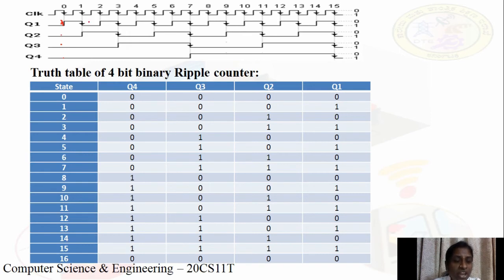For the next stage, for the next negative clock pulse, Q1 will be in the 0 state, Q2 will be in 1, Q3 will be in 0th state, Q4 will be in 0th state. See here, except for Q2, all will be in the 0th state. So, for the second stage, it is 0, 1, 0, 1. For the third clock pulse, Q1 will be in 1, Q2 will be in 1, Q3 will be in 0th state, Q4 will be in 0th state. That is, for the third state, Q1 will be 1, Q2 will be 1, Q3 will be 0, Q4 will be 0.